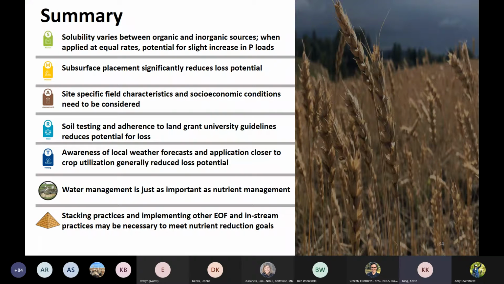Finally, we understand the SMART and water management alone may not be enough to address certain water quality issues. Thus, stacking practices and implementing other edge of field and in-stream practices may be necessary to meet nutrient reduction goals.